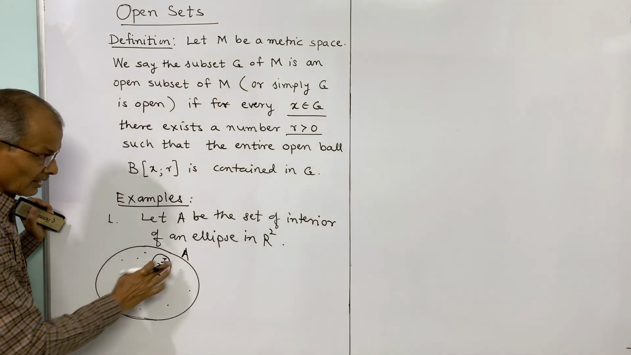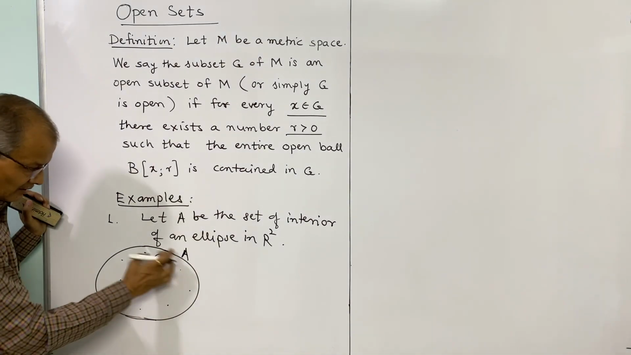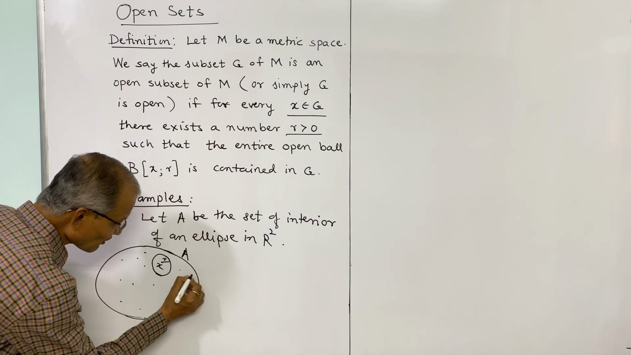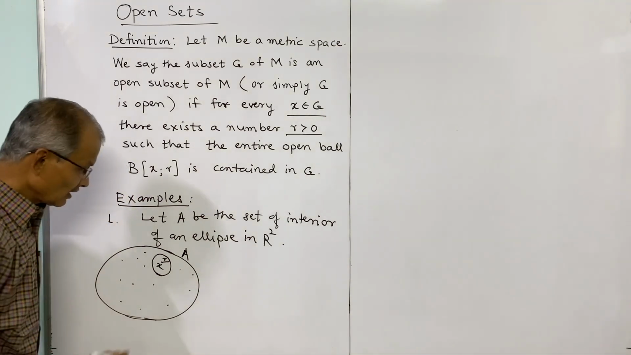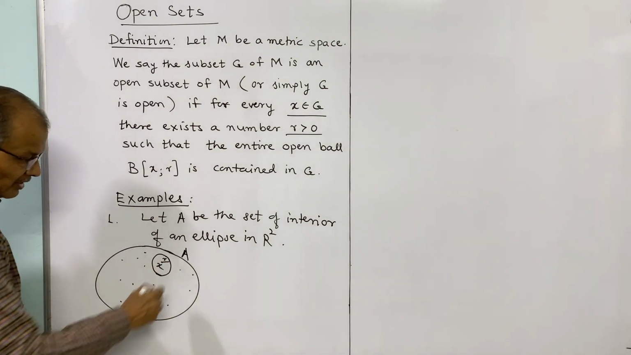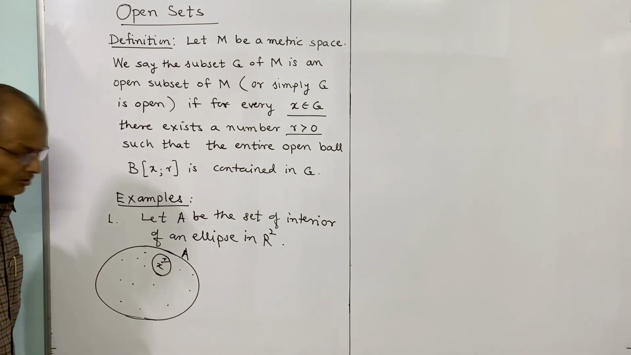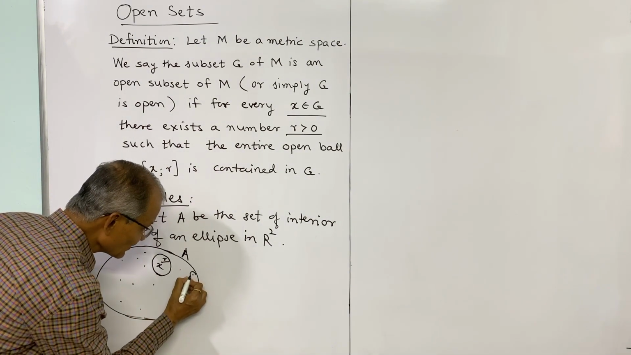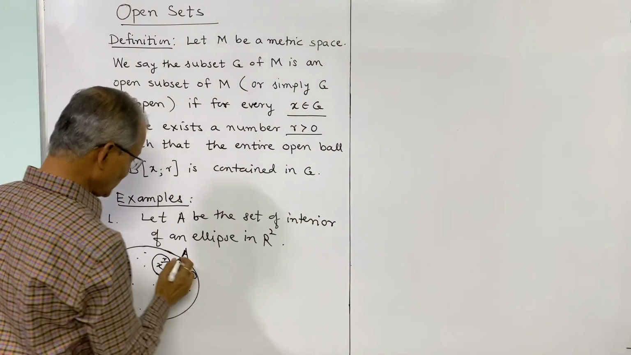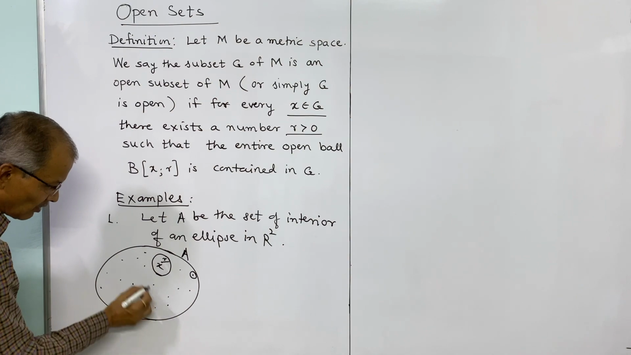So therefore the interior of the ellipse. Now you should remember, interior means the points which are inside the boundary and not on the boundary. That is important. If I consider a point close to the boundary but not on the boundary, then an open ball we can construct around this point that should be inside the ellipse. In that case we have to select the radius small. If I select the radius like this, then that open ball is also in this set. The open ball is contained in G, here contained in A. And in this way, this interior of an ellipse is an open set.